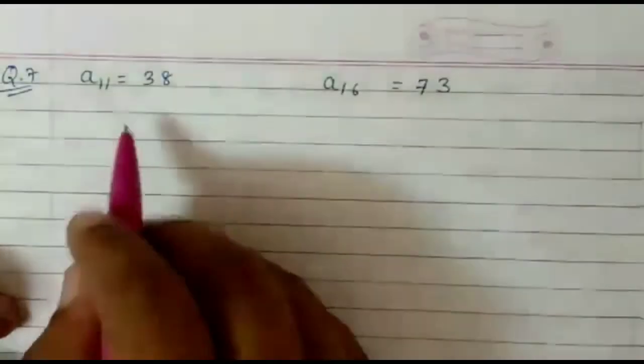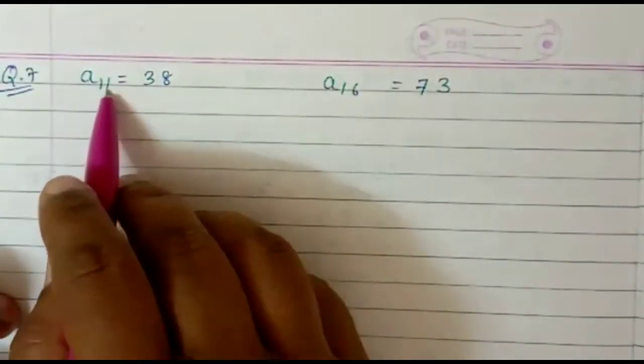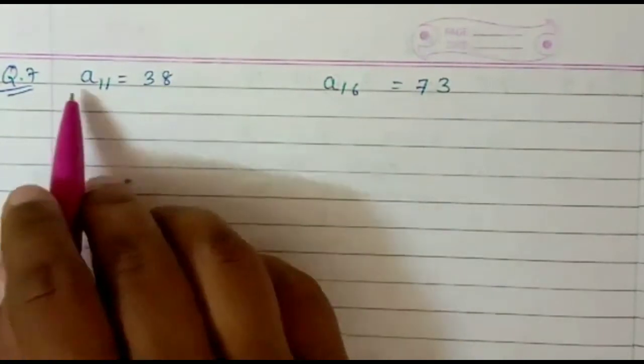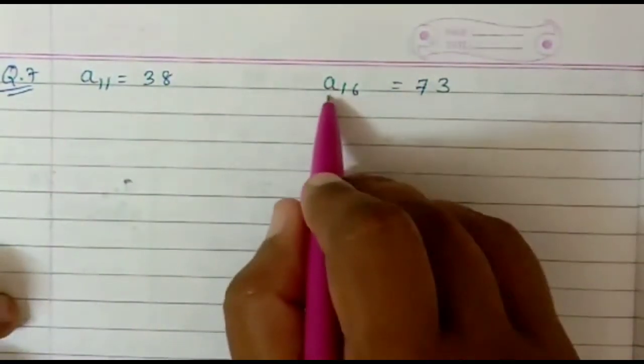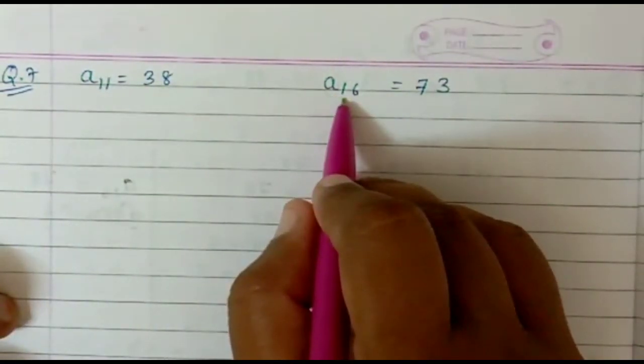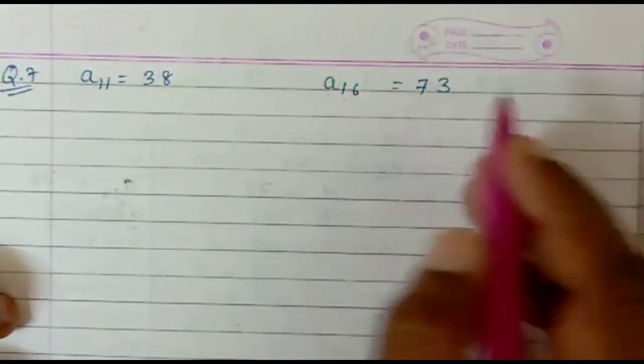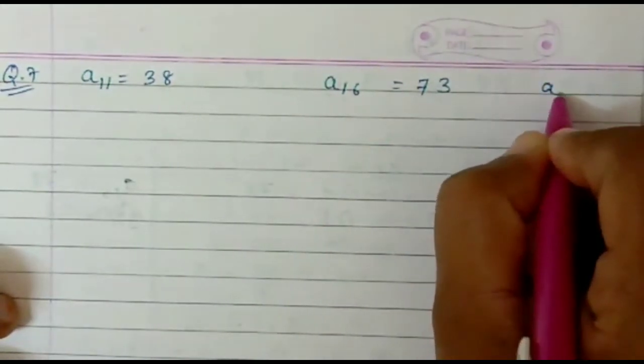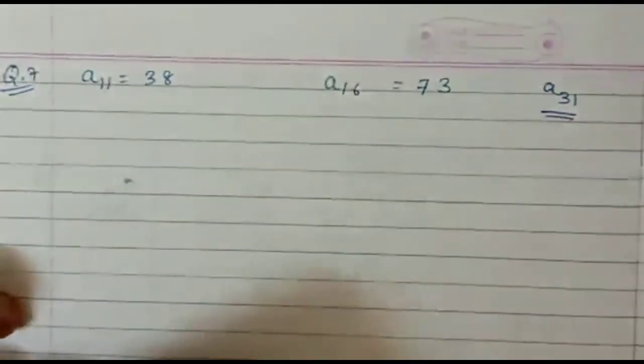So a new question, 7th question. It is given that the 11th term of an AP is 38. So A11 is 38. Similarly, A16, that means the 16th term, is equal to 73. We need to find out what is the 31st term. So we will find what is A31, right?